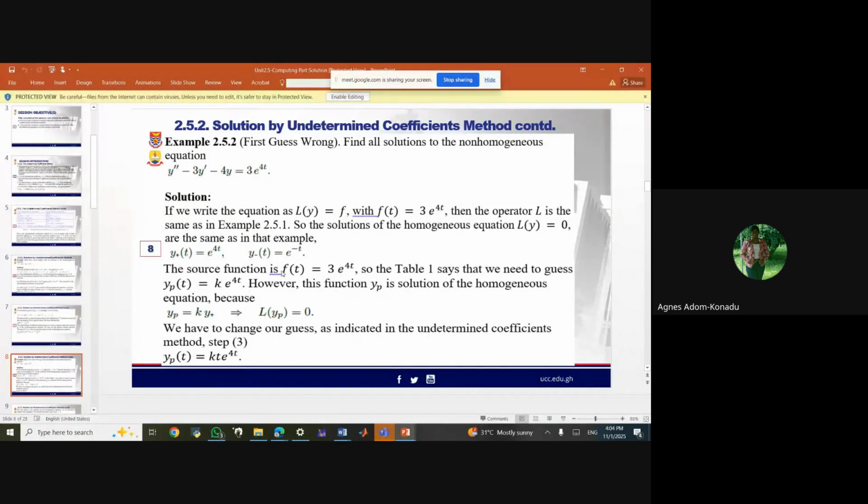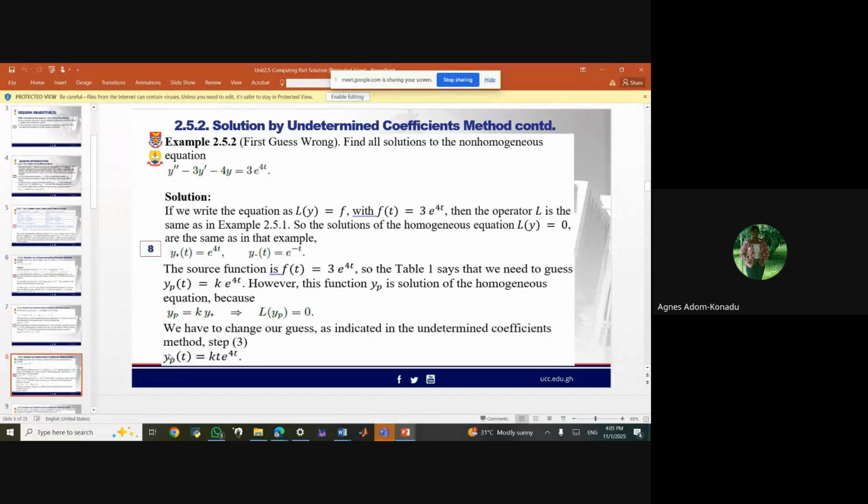So the source function is f of t equals 3e^(4t). The table says that we need to guess y_p of t to be k e^(4t). However, this function is a solution of the homogeneous part, because k e^(4t) plugged in gives 0. So it means that this cannot be our guess. From the introduction, it says that if it's a solution, then we have to multiply it by t. So our guess will now be k t e^(4t). You can see that this is not a solution.